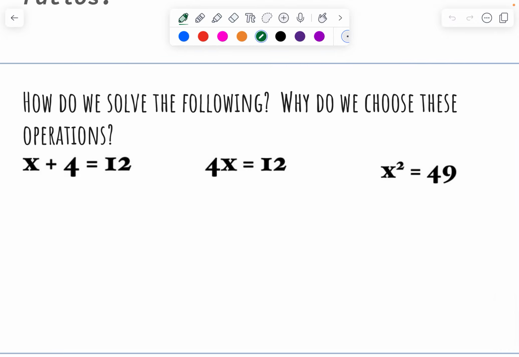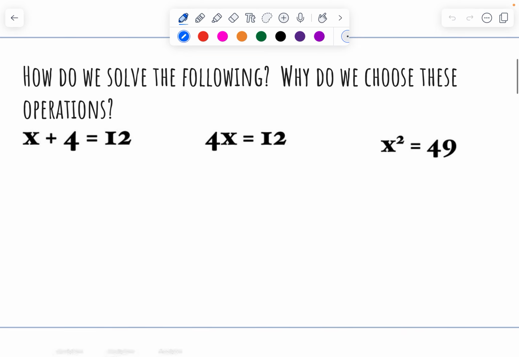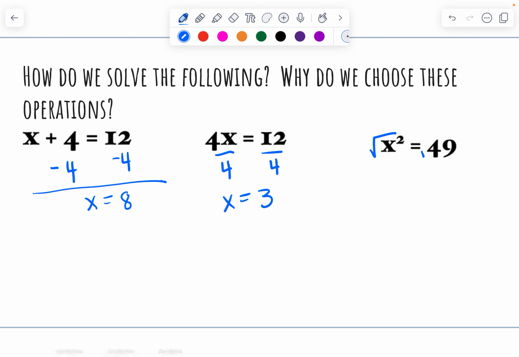So if you remember back to when you first learned how to solve equations, x plus 4 equals 12, so we need to do the opposite or the inverse of adding 4, which is subtracting 4. So we would get x equals 8. 4 times x, the inverse of multiplication is division. So we would divide both sides by 4 and get x equals 3. X squared is 49. The inverse of squaring is square rooting. So square root both sides, and we would get x is positive and negative 7.